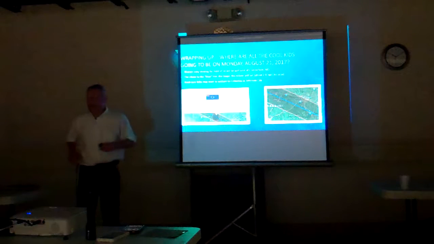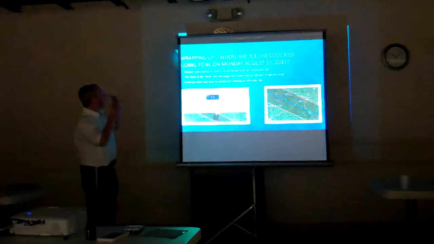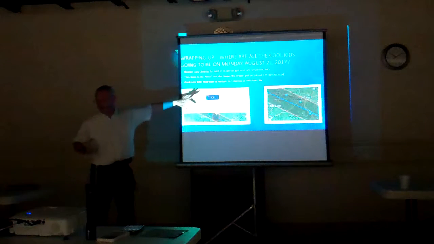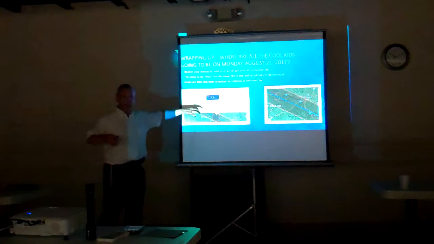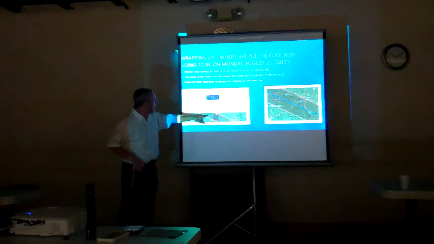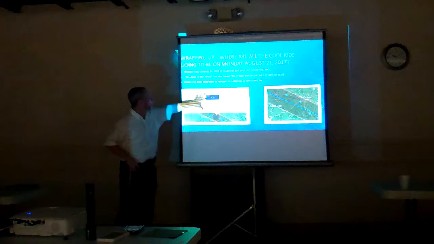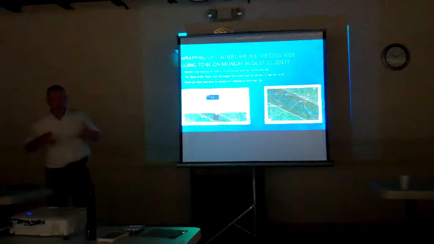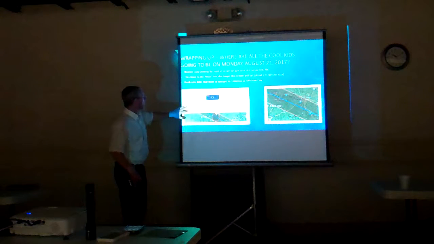So where are all the cool kids going to be? Well, when you go online, there are a number of sources. One of the best is eclipse2017.org, and you can click on the map and it will give you a little table of where the eclipse is going to be, how much in the path it's going to be, etc.